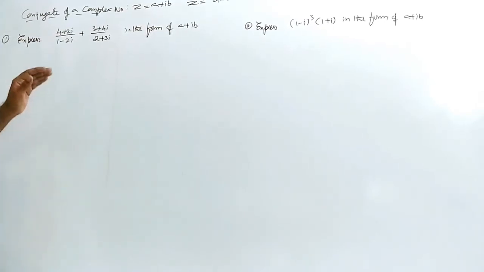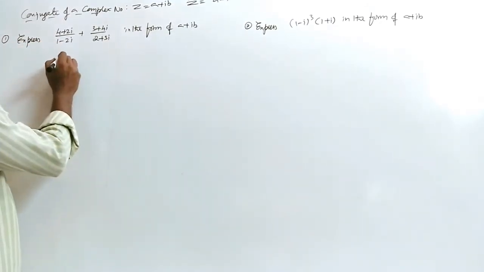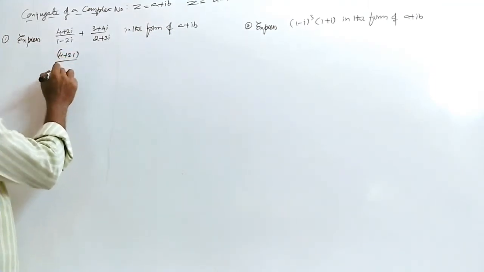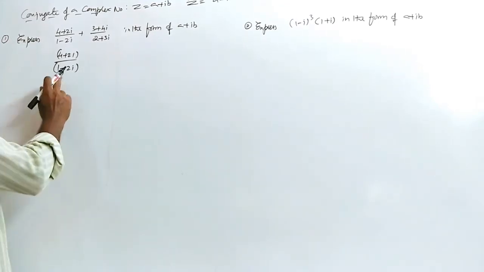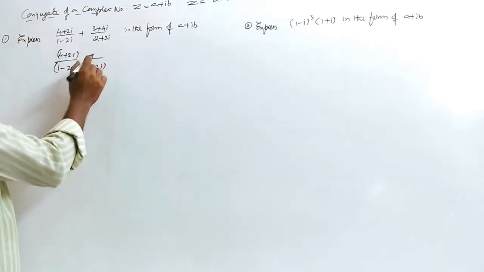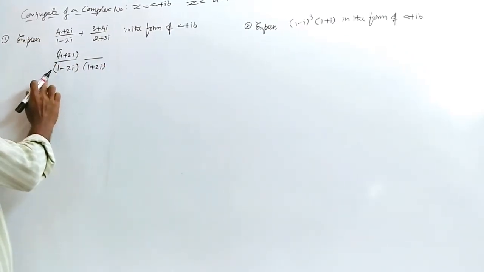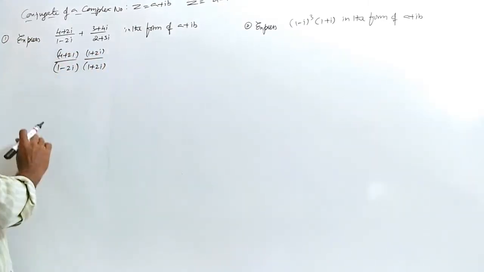So to convert that denominator into a real part, first of all you have to multiply that complex number with its conjugate. So (4 plus 2i) by (1 minus 2i), just in the type of rationalization. The conjugate of 1 minus 2i is 1 plus 2i. Therefore, let us multiply this complex number with 1 plus 2i in both numerator and denominator.